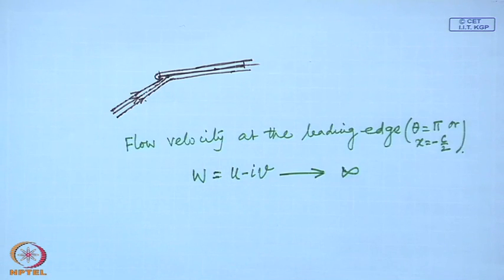So pressure at the leading edge, how much should it be? Again infinite. Pressure should be 0. Why? That means pressure also you can't define. Velocity is not defined, pressure is also not defined.